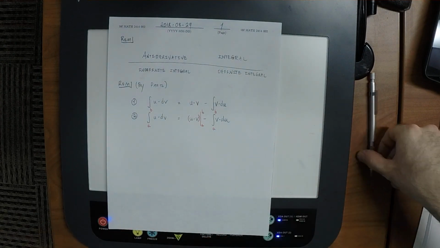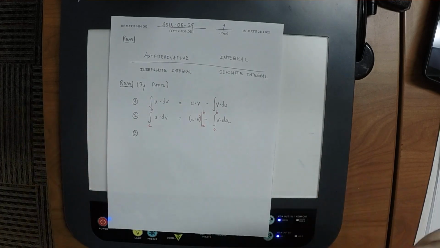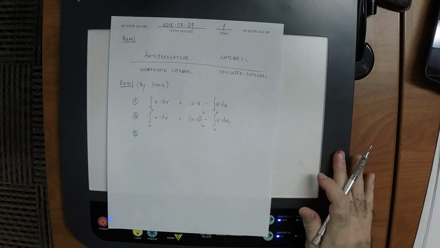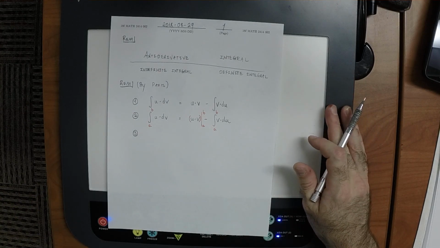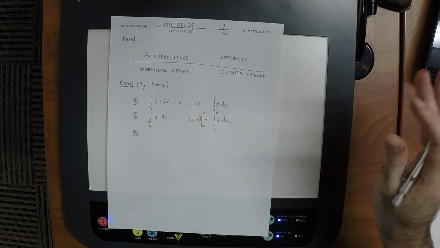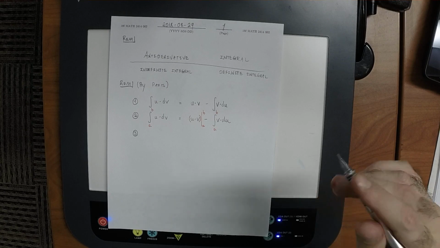Finally, when you're doing by parts, what you do is you look at the thing you're attempting to anti-differentiate, and you analyze all the individual factors according to a certain acronym. And we wrote it down last time. So what's that acronym? ILATE.